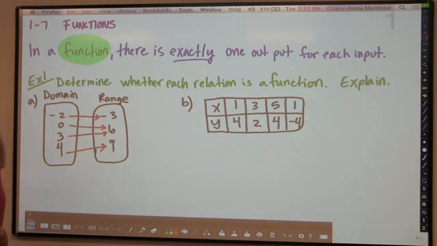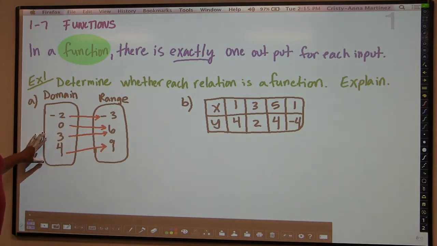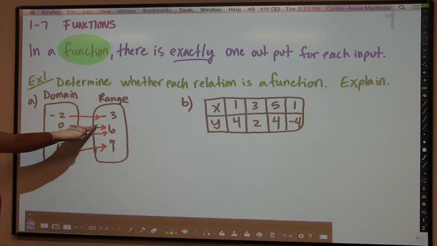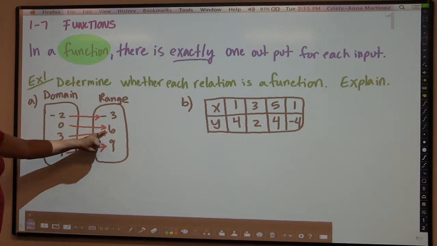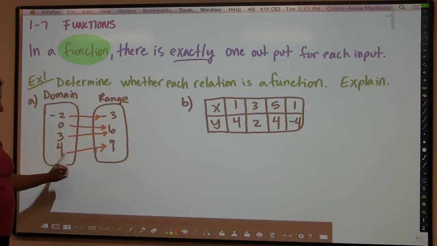So here's an example. We have: determine whether each relation is a function. So this is a mapping diagram. And in my domain, these are the inputs, these are the outputs. Okay, so you can see that -2 is mapped to -3, 0 is mapped to 6, 3 is mapped to 6, and 4 is mapped to 9.